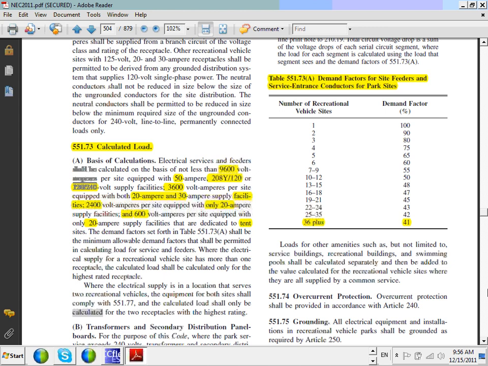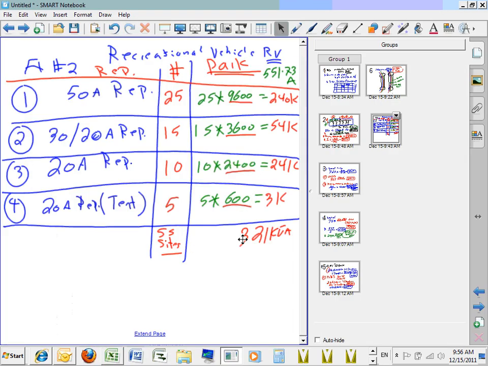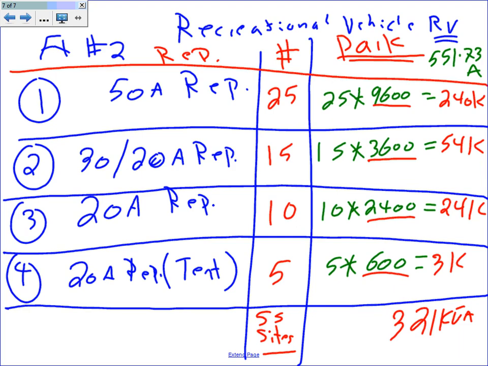41%. Everybody knows where the, so you go back to how many lots do you have or sites, and you derate based on the sites, because highly unlikely all of them are going to be energized at the same time. Cool? Everybody knows where the 41% came to be? That's it. So you come back here and go back to my calculation.